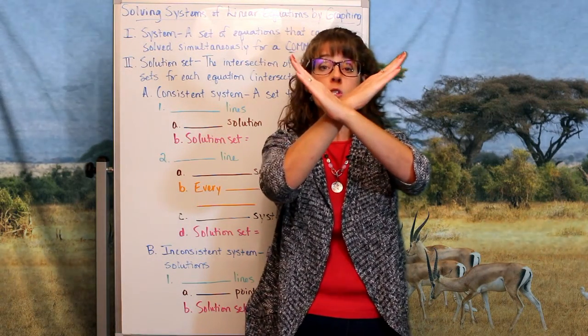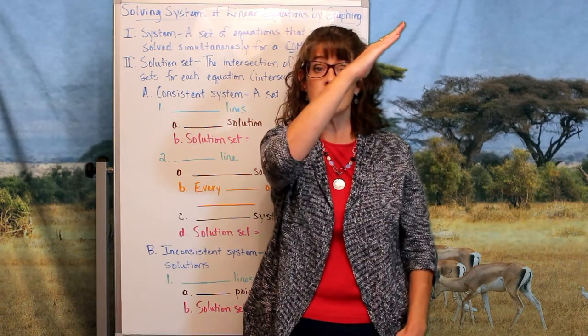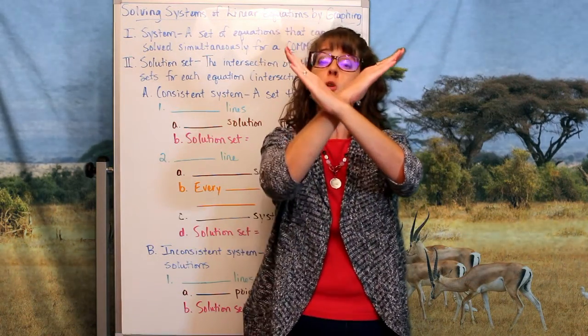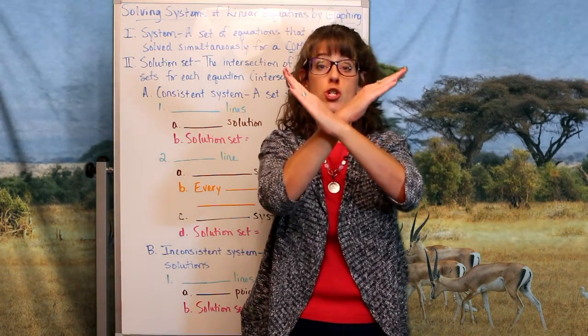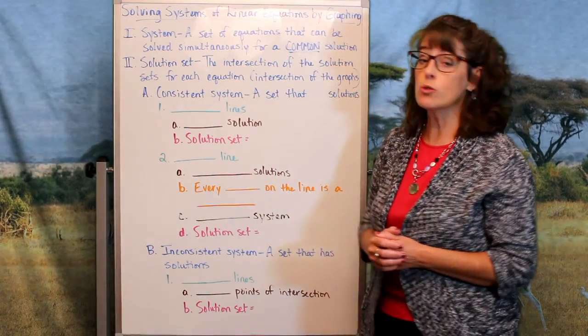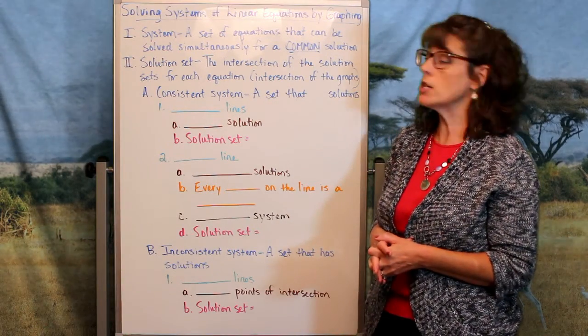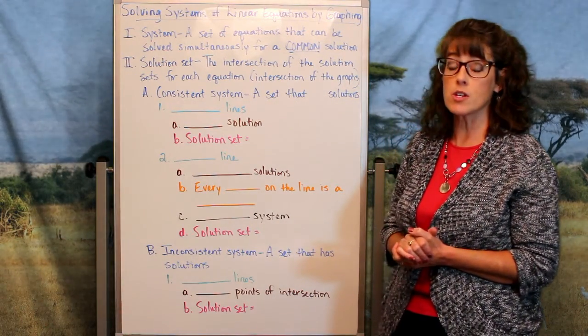This point where my wrists are, that is a solution to this equation. It's as well a solution to this equation. So this is the common solution to both. So when I'm looking for that solution set, I'm looking for the intersection of the solution sets for each equation. In other words, the intersection of the graphs.